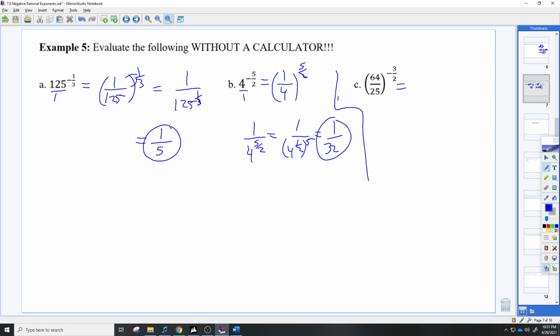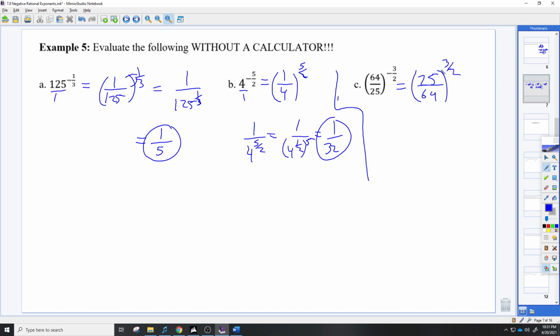Okay, last one for this example. It's a negative 3 over 2, and it's already a fraction, so let's flip this one around. We're going to get 25 over 64. Now let's raise to the positive 3 over 2. Whoops. I would suggest trying this yourself and make sure you get the same thing as me.